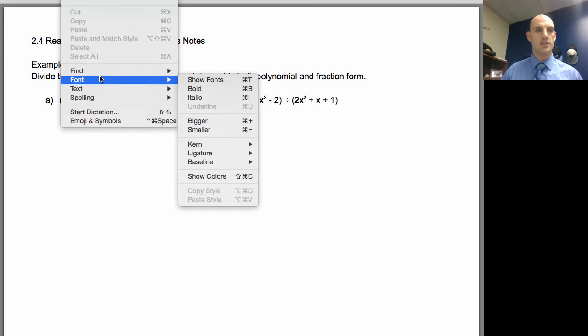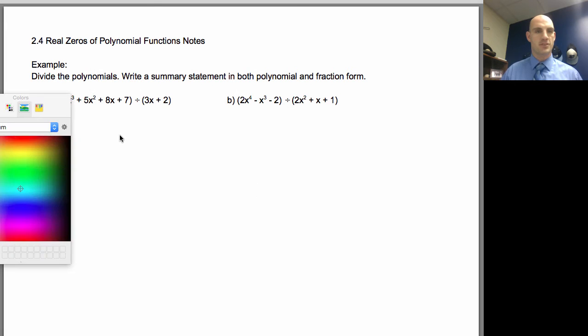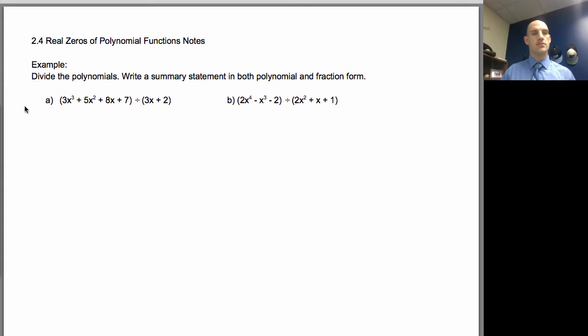Welcome back. Today we're going to talk about dividing polynomials in a couple of different ways. I'm just getting out my colors here. And the first example that we're going to start with is the division of these two polynomials. So 3x cubed plus 5x squared plus 8x plus 7, and we're going to divide that by 3x plus 2. I think part of this will be a review. Part of it may be new. We're going to shake off some of the rust.